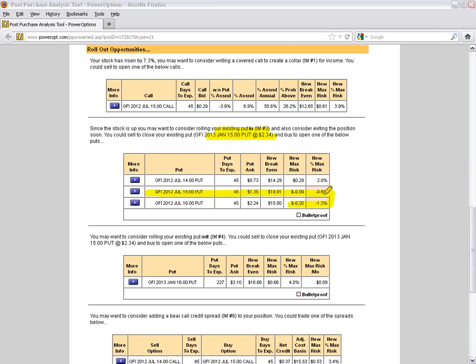Why wouldn't I jump on this right away? Well, because there is the trade-off. Those of you in the blueprint, you know what this trade-off is. What are the steps? It says you may consider exiting the position. You could sell to close your existing January 15 put and buy to open the July 15 put. This puts you at a guaranteed profit of 0.6%, but where's the trade-off? Now you're only insured to July.